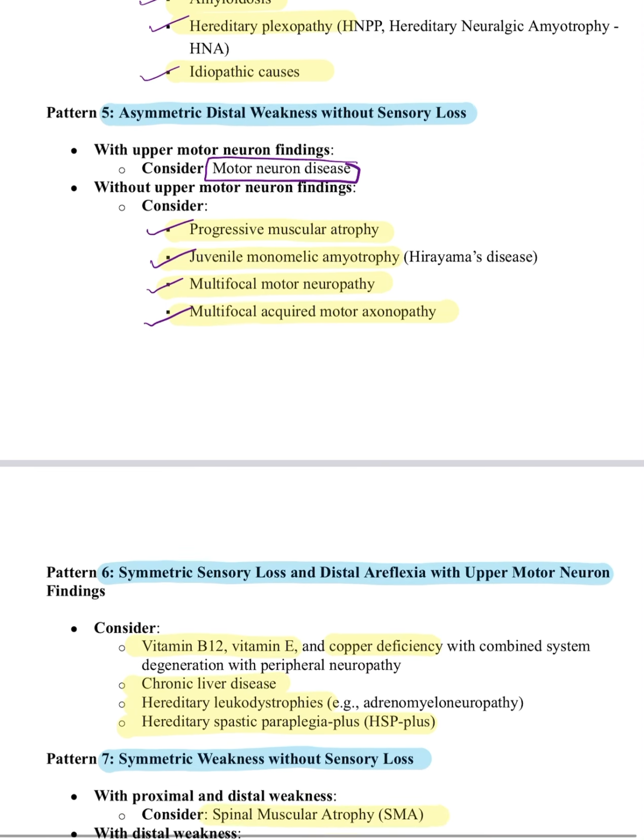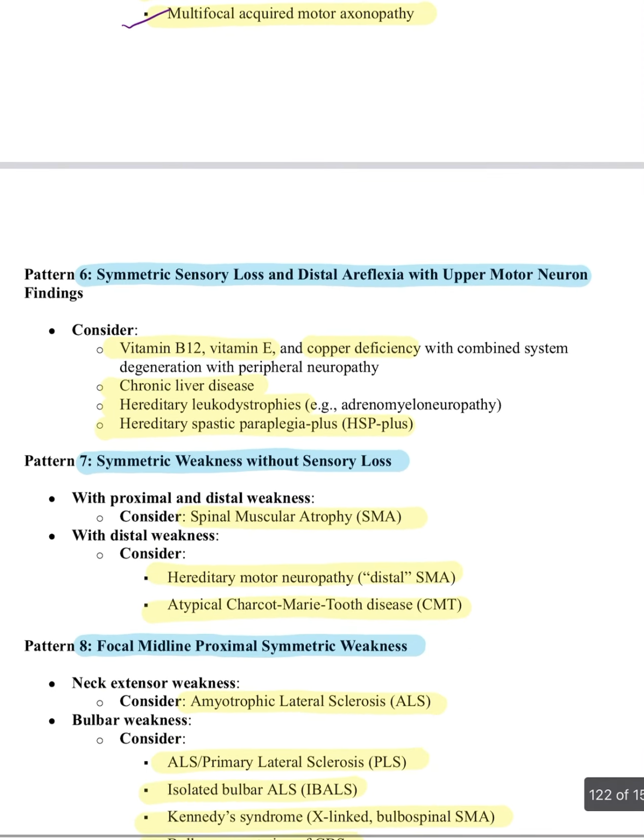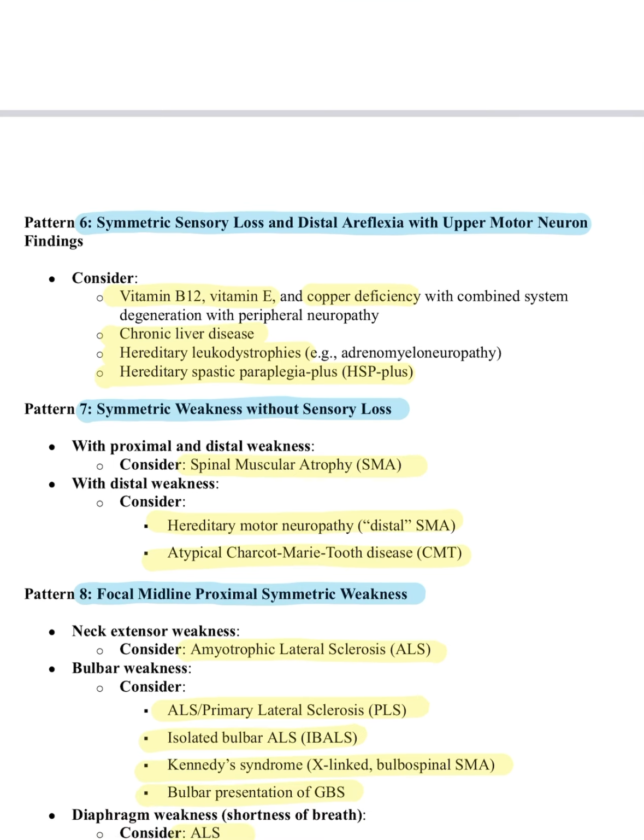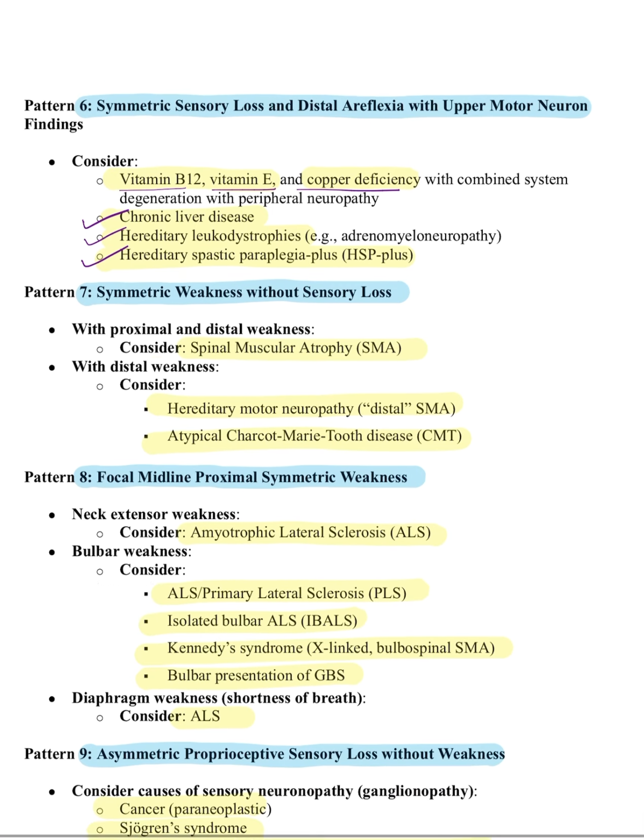Okay. Now next is symmetric sensory loss, distal areflexia with UMN findings. In that, B12 deficiency, vitamin E, copper deficiency with combined system degeneration with peripheral neuropathy, chronic liver disease, hereditary leukodystrophies, hereditary spastic paraplegia plus, that is HSP plus.